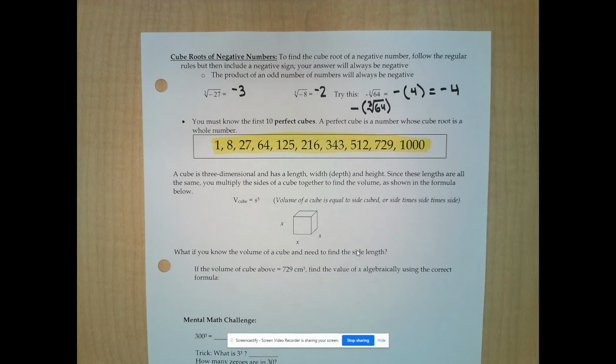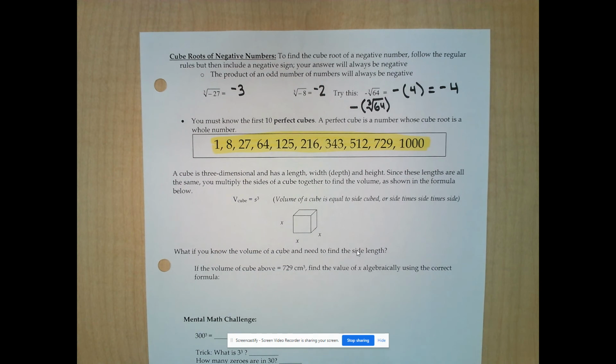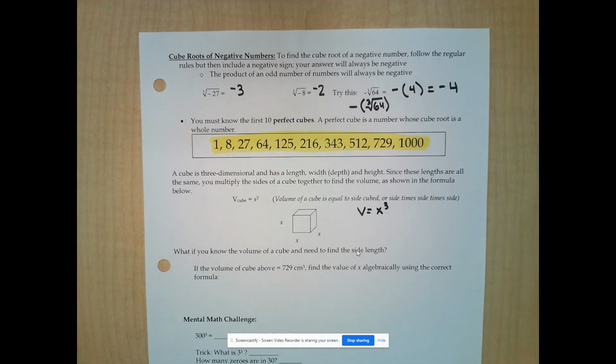Now, a cube, where the name comes from, is a three-dimensional figure, and it has a length, a width, and a height. It has 3 dimensions. So if you multiply those 3 together, you get the volume. On a cube, all the sides are the same, so it's the same 3 numbers, in this case, x times x times x, getting multiplied. So we can say volume equals x cubed in this case.